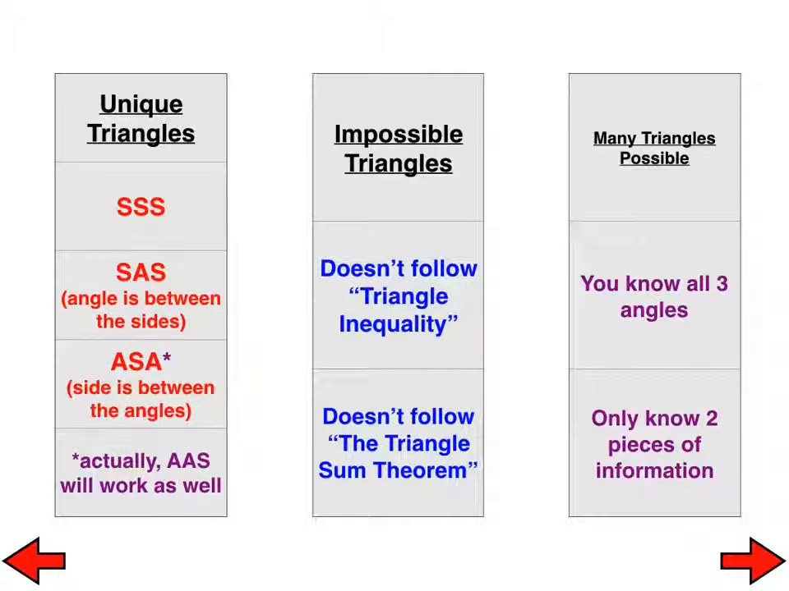Any questions about any of this? So on your homework, if I ask you how many triangles are possible, your answers are either 1, because it's SSS, SAS, or ASA, or it's many, because they're similar triangles because you know all three angles, or because there's only two pieces of information given, or none, because it doesn't follow triangle inequality, or it doesn't follow triangle sum. Okay? Don't just say yes or no, tell me why you know. Got it?